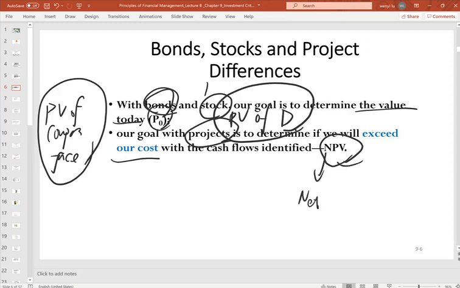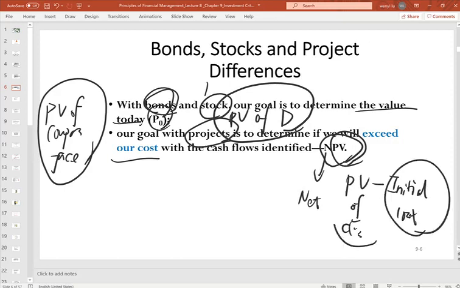We studied so many present value calculations before. For these chapters, we add something called net. It means the present value of the future cash flows minus the initial cost. The PV of the future cash flows minus the initial cost will be the net present value.